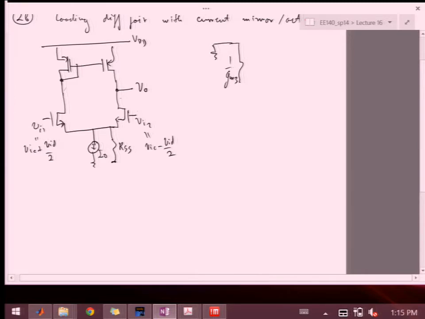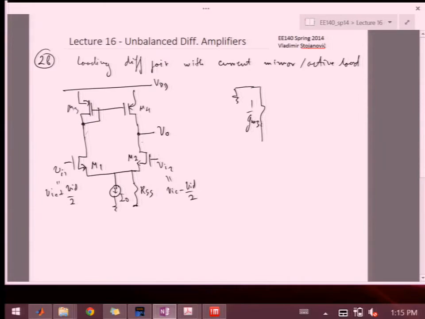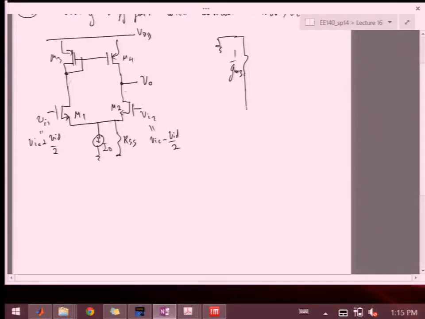I'll be doing some approximations as I'm drawing this. For example, here I'm neglecting RO3. So this is M1, this is M2, this is M3, this is M4. I'll be neglecting RO3 immediately. And then I have here RO1, gm1, VGS1. And then I get RO2.